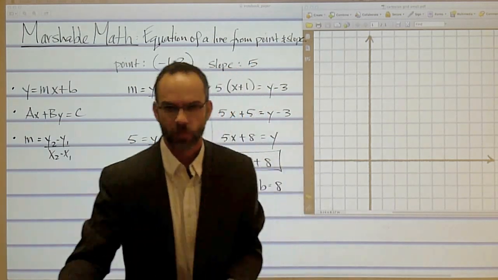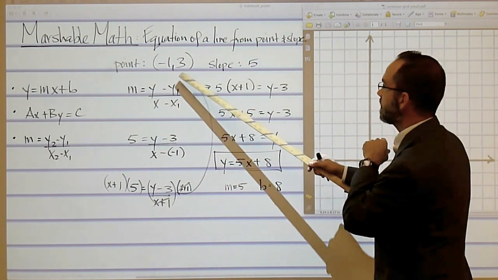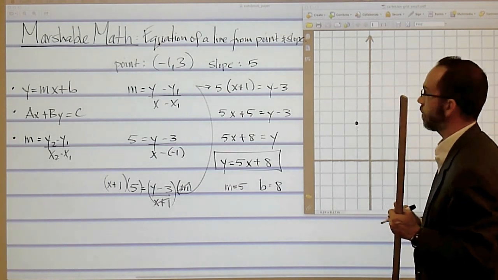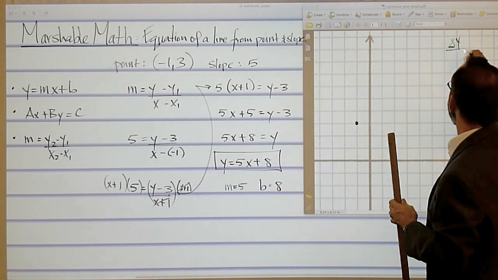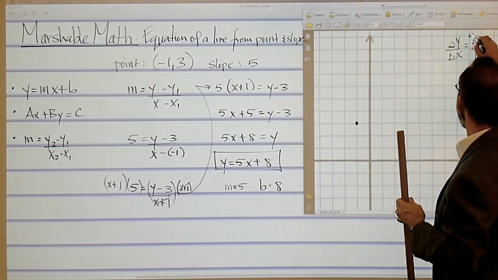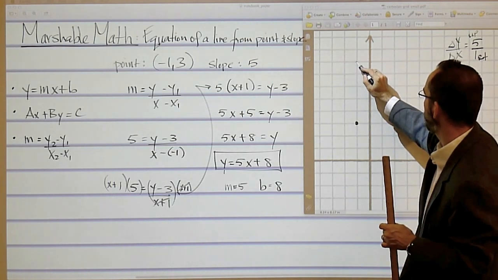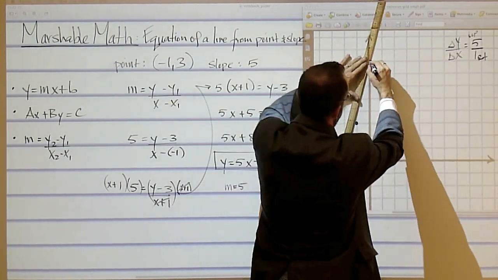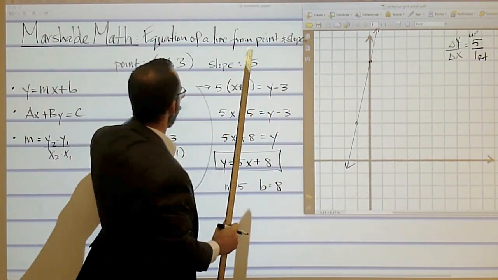Well, let's actually see if this works. You don't always have to do this, but I just want to confirm with you what we're talking about here graphically. If my point is negative 1, 3, negative 1, up 1, 2, 3, this is the point that I'm starting with. And my slope now is 5. So that means that my change in the y over the change in the x is going to be equal to 5 over 1. So that means up 5, 1 to the right. So up 1, 2, 3, 4, 5, and then 1 to the right gives us the next point. Let me draw that line there. It should look like that just by plotting the point and doing the slope.